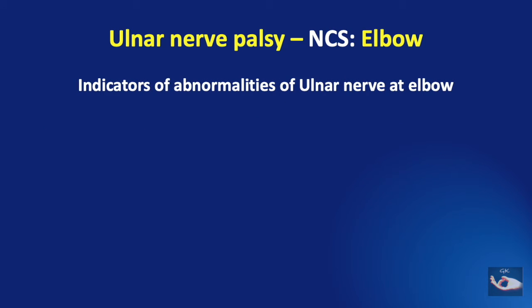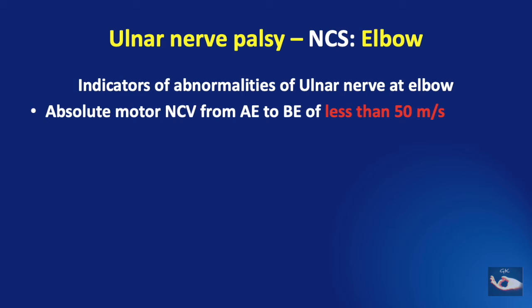When a nerve conduction study is done at the elbow, there are certain criteria that indicate that there is an abnormality of the nerve at this level. If there is an absolute motor nerve conduction velocity from the above elbow level to the below elbow level of less than 50 meters per second, it indicates a loss of conduction.